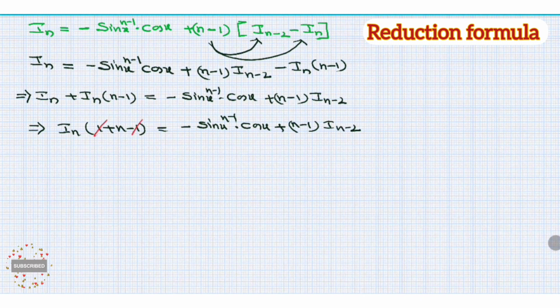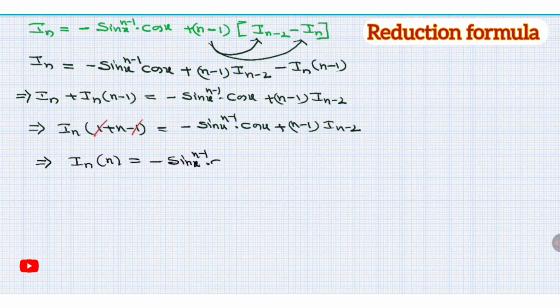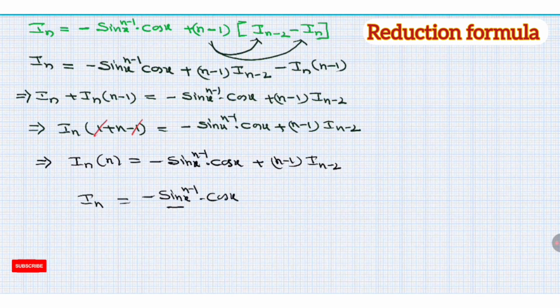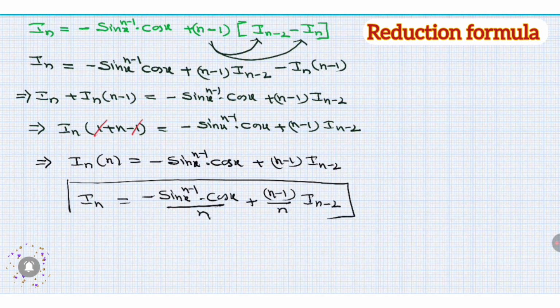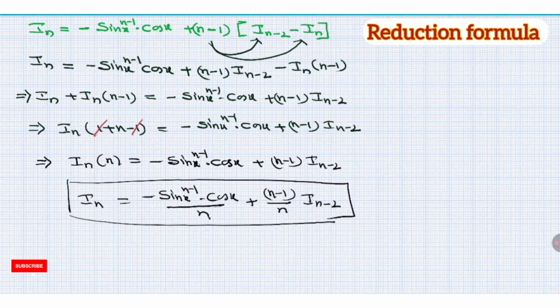Here minus 1 and 1 cancel, then we get I n into n is equal to minus sin x power n minus 1 into cos x plus n minus 1 into I n minus 2, then we get I n equal to minus sin x power n minus 1 into cos x by n plus n minus 1 by n into I n minus 2, is the reduction formula for integration sin x power n dx.